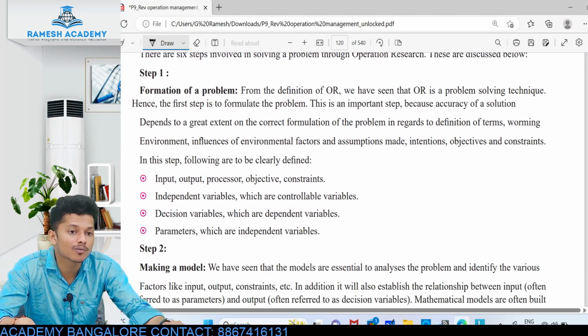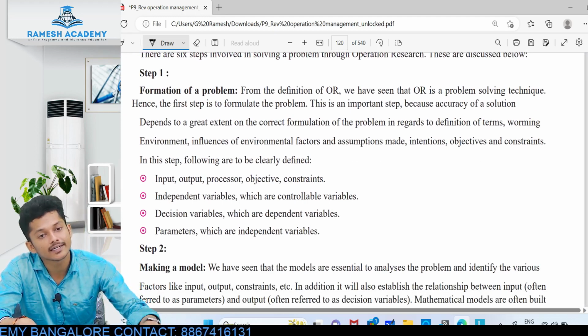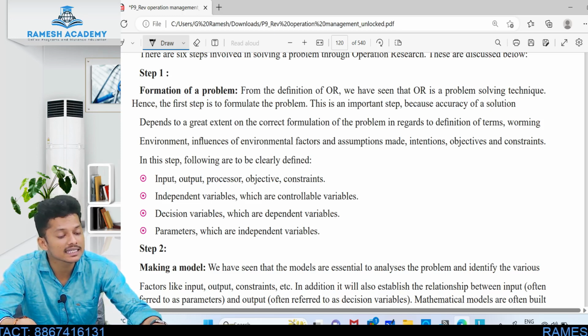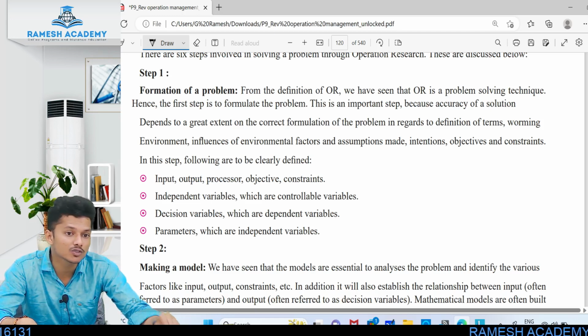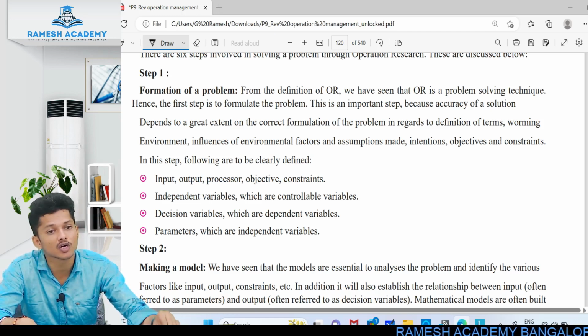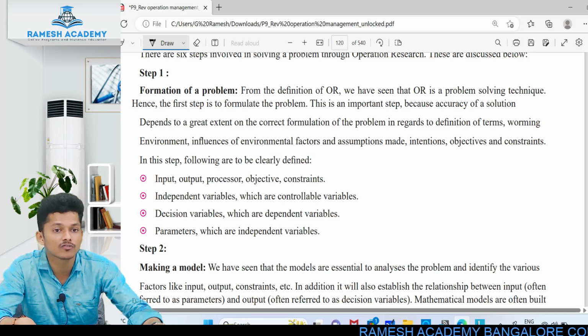See, without a problem, how do you solve any case? Let it not be this subject alone. Wherever in life also, you need to solve something and you are worrying about something. First of all, you should know what is the reason for your worry, correct? The same way, in solving any problem, you should know what the problem exactly is, lying in the activity or a case. That is the formulation of a problem.